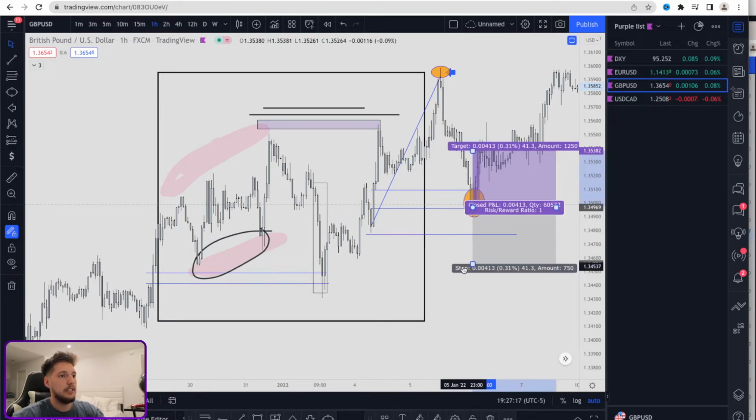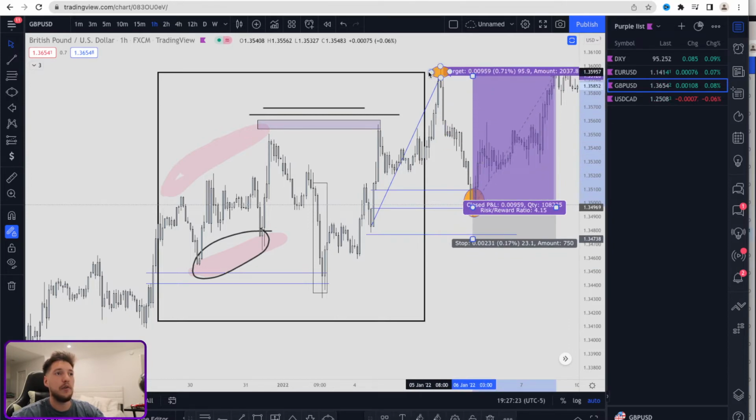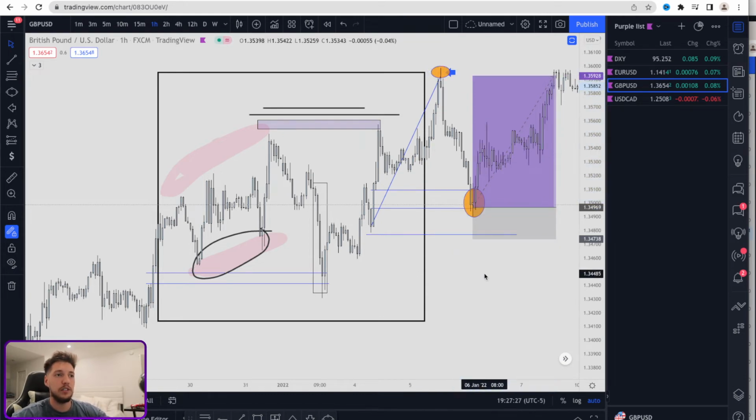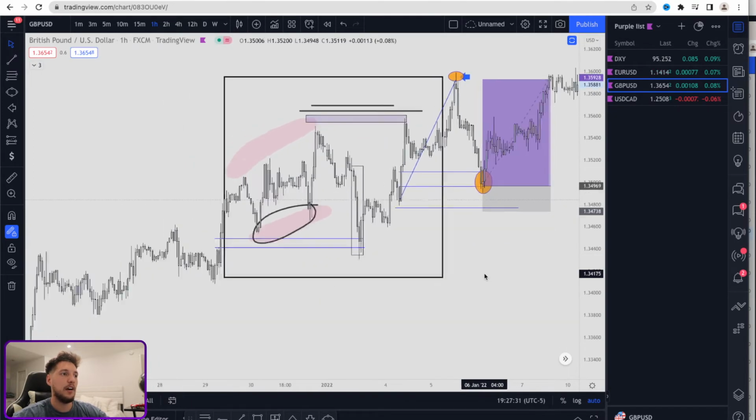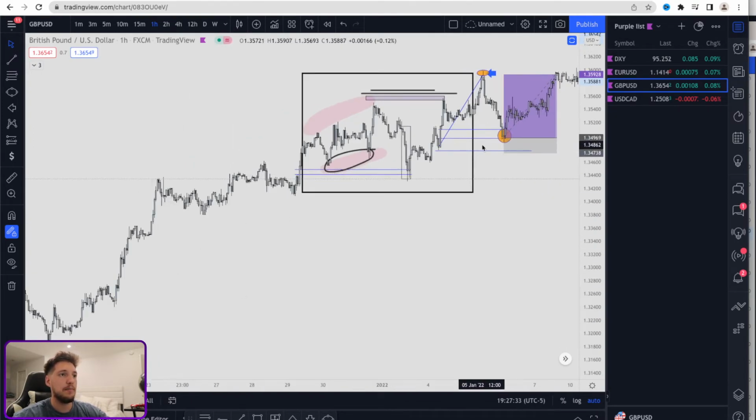So we can see how stop loss would have been right underneath. Take profits. We go ahead and look for our verification of liquidity, leading us to a nice 1-4 risk reward ratio. This would have been a great move to the upside. Understand that we are overall continuing bullish.